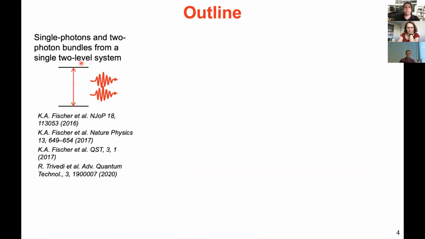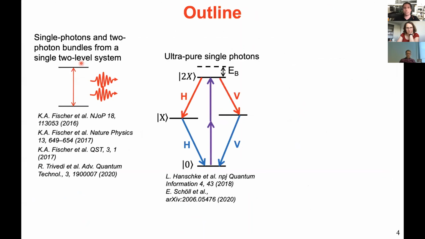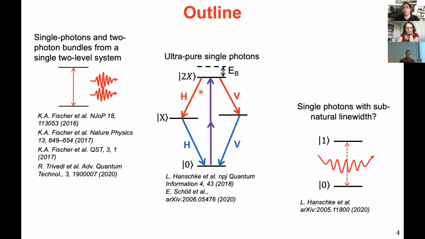In the first part, I will talk about the generation of single photons and two-photon pulses from a driven two-level system. Then I will show how to generate single photons with ultra-high single photon purity and discuss their indistinguishability when using a two-photon excitation of the biexciton state. And finally, I'll address the generation of single photons with subnatural line widths.